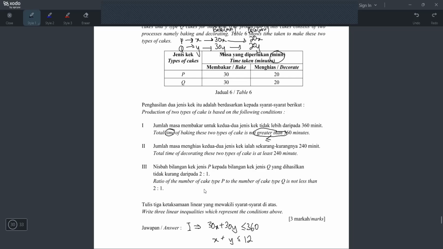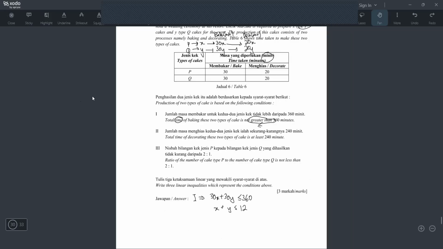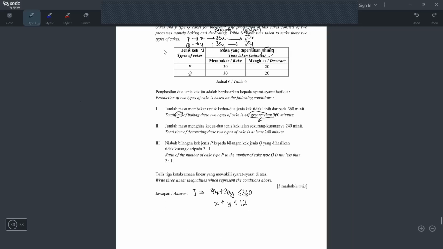Usually if they ask me to draw a graph, I will kecilkan because the number gets smaller, baru easy kita nak cari point. But it's up to you lah whether you want to kecilkan or not. Okay, so sudah siap. Now we do number 2. I think I have to kecilkan this. Okay, like this is better.